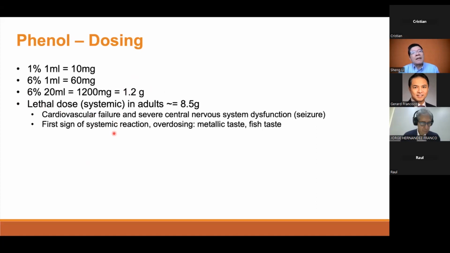So systemic side effects include cardiovascular failure or severe central nervous system dysfunction, i.e. seizure. Usually the first sign of systemic reaction of overdosing is a metallic taste. One patient told me she felt a taste of dead fish. So if the patient tastes something weird, it's a sign that we need to stop there for the day. But I also had a patient who did not tolerate the phenol injection the first time and stopped at 9 ml, but in the next round, he was able to tolerate more, up to 15, 16 ml.